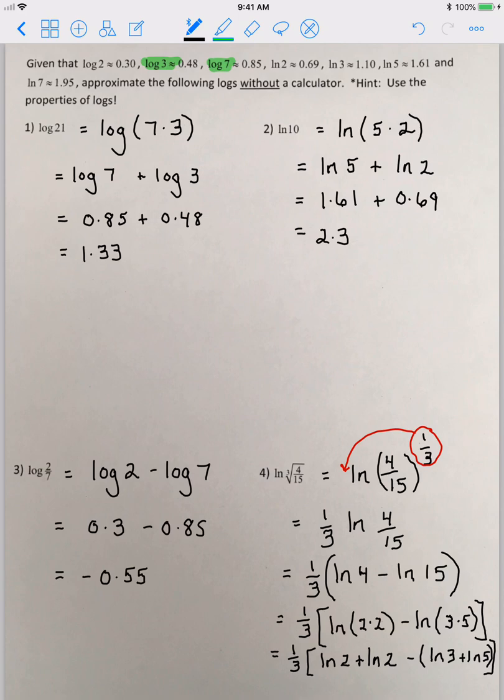Each of those pieces now have their own approximation, so I can go ahead and put those in now. So I have 1/3 times our natural log of 2 approximation, 0.69, plus another 0.69, minus the natural log of 3, that's 1.1, minus, if I distribute that minus sign to both of those pieces inside parentheses, 1.61.